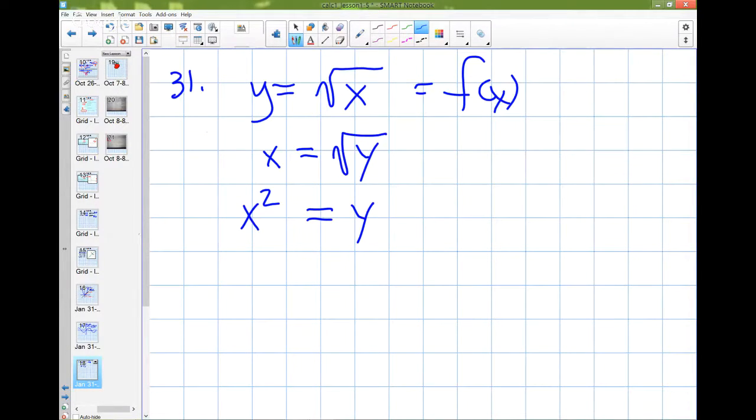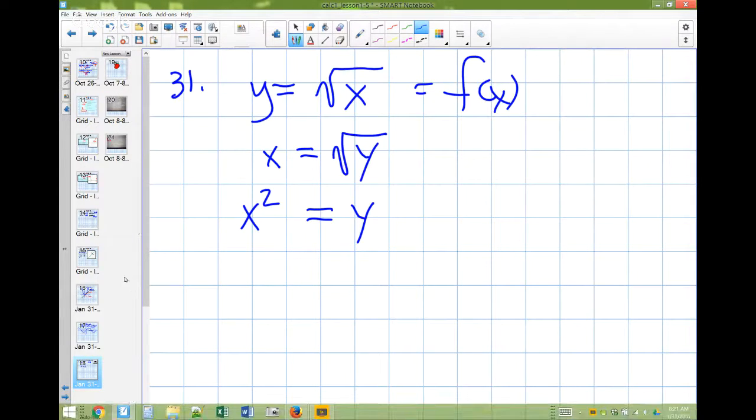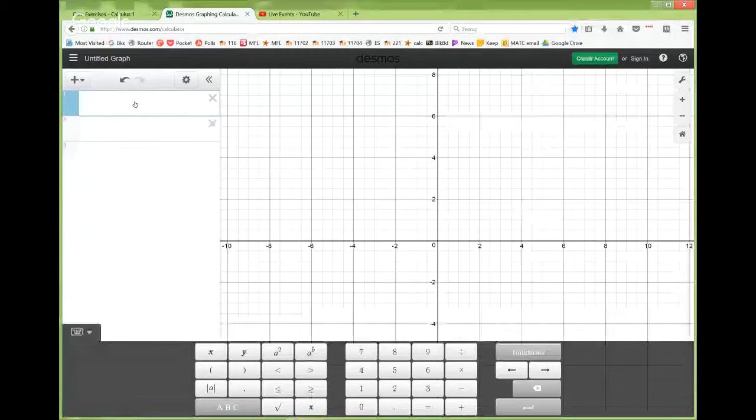Okay, now, and then they ask you some other questions. They say, graph the function and its inverse on the same set of axes. Okay, so I'm going to pull up Desmos to do that. So we've got the square root of x. And by the way, when there's no plus or minus in front of it, that means only the principal square root. So that's why we only get half of a parabola here.